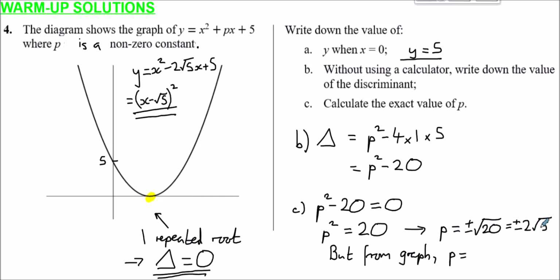So we reject the positive option. We can now start having a look at modelling with quadratics properly. So let's move forward, having done the warm-up.